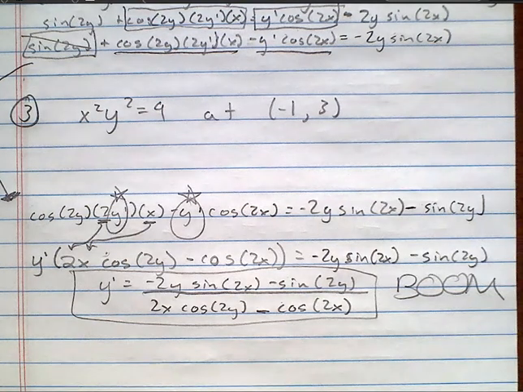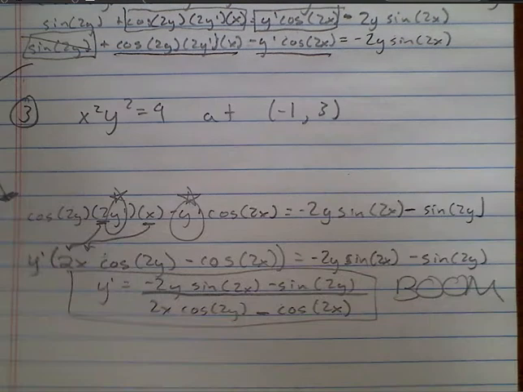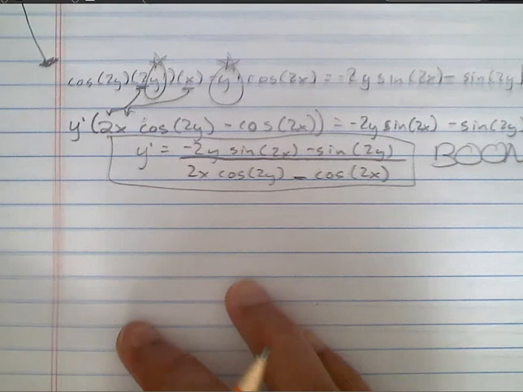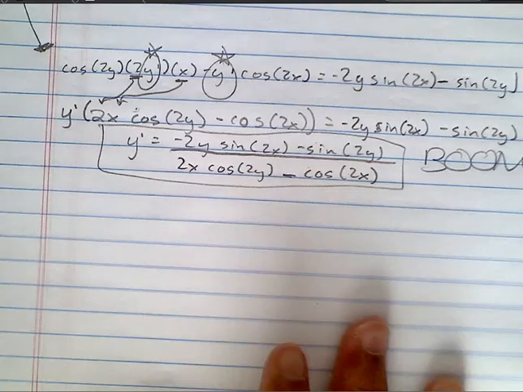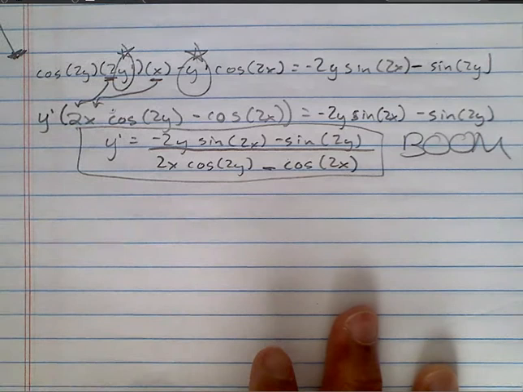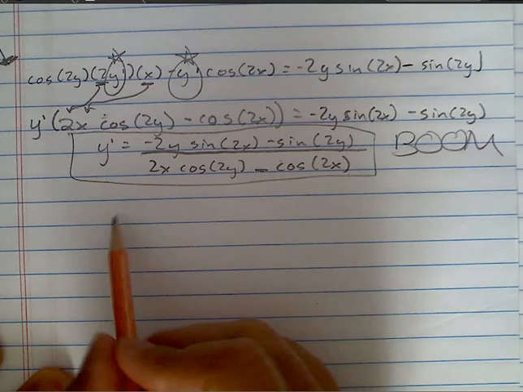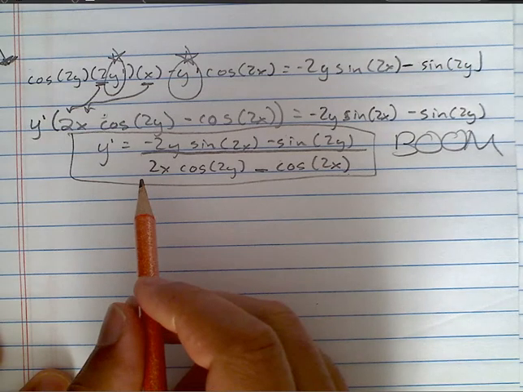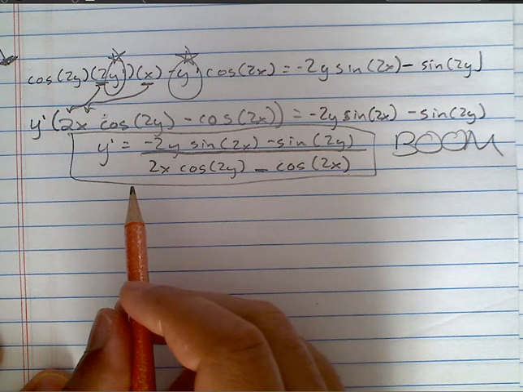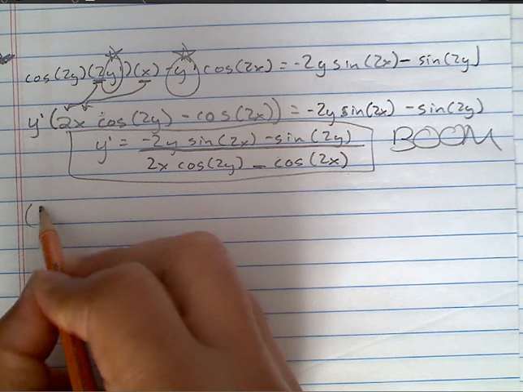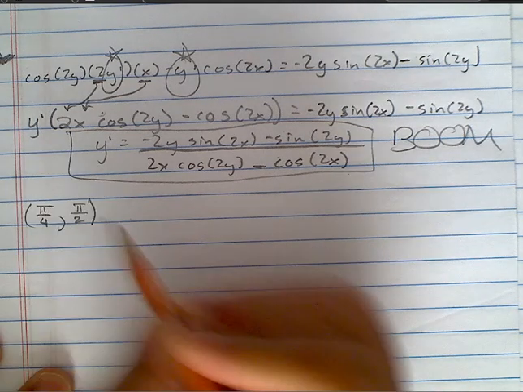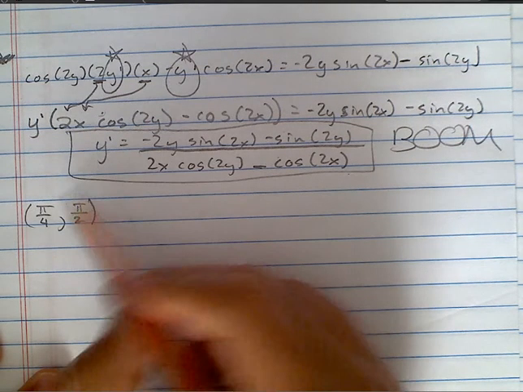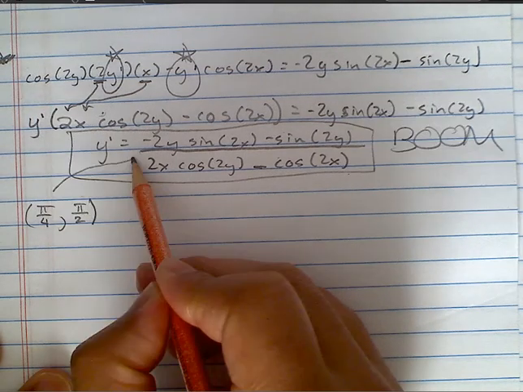Okay? And I'm going to attach this paper. Alright, there we go. Yeah, right at the top. Alright. So what we have here is now a derivative, which we can plug a point into to find the slope of the tangent line. So our point was pi over 4, pi over 2, and so you have to plug pi over 4 in for every x.